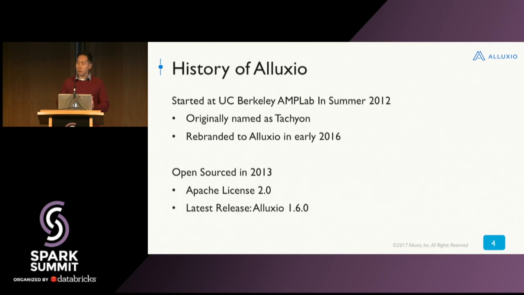So before getting into Alluxio, here's a brief history of Alluxio. It originally started at UC Berkeley in the AMP lab in 2012. And actually back then it had a different name. It was called Tachyon back then. And early last year, 2016, it was rebranded to Alluxio. So it's the same exact project, same code and everything, except the name was rebranded from Tachyon to Alluxio. And then in 2013, it was open sourced. And the latest version of Alluxio is 1.6.0, which was, I think, released a few weeks ago or like a month ago.